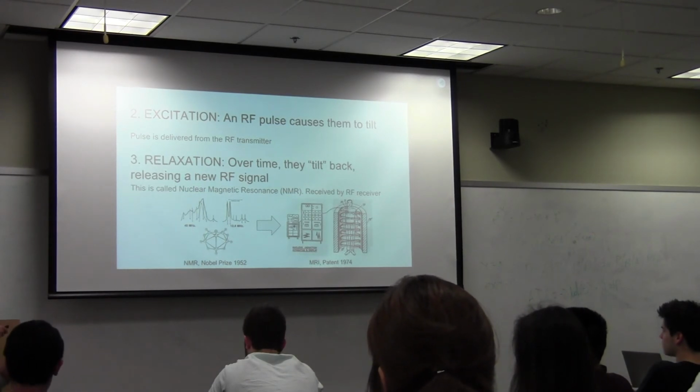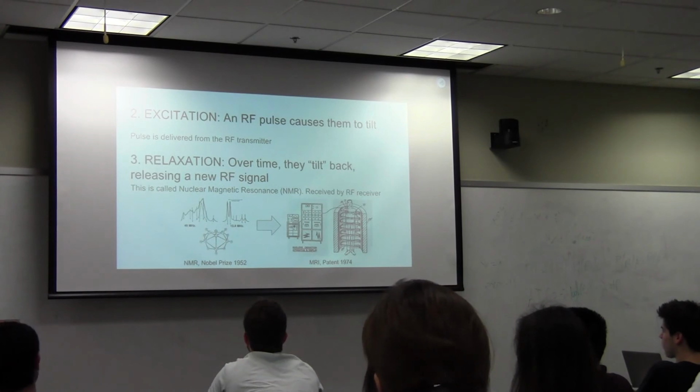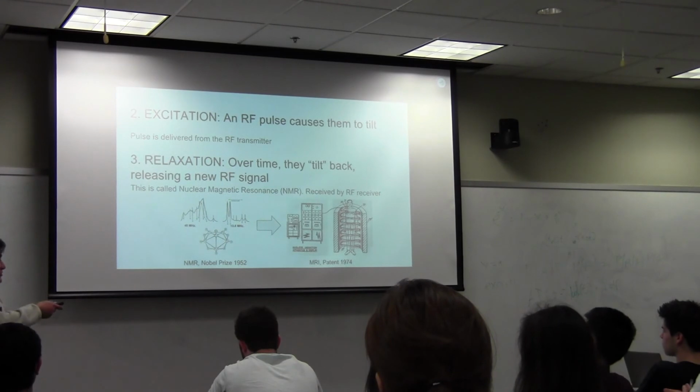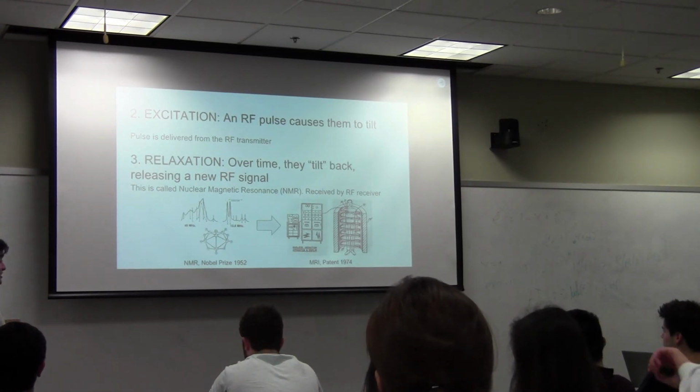So this is called nuclear magnetic resonance, or NMR, and just as a little bit of trivia, that was first invented in the 1950s, and there was a Nobel Prize awarded for it. It was first used for analyzing chemicals, like in orgo, and then about 20 years later, they figured out a way to apply this medically and created the MRI machine, which was patented in 1974.